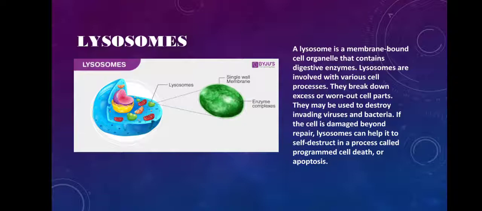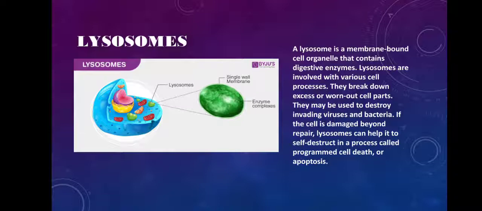Lysosomes. A lysosome is a membrane-bound cell organelle that contains digestive enzymes. Lysosomes are involved with various cell processes. They break down excess or worn-out cell parts. They may be used to destroy invading viruses and bacteria. If the cell is damaged beyond repair, lysosomes can help it to self-destruct in a process called programmed cell death, or apoptosis. Now, the lysosome is a specific type of organelle that's very acidic.